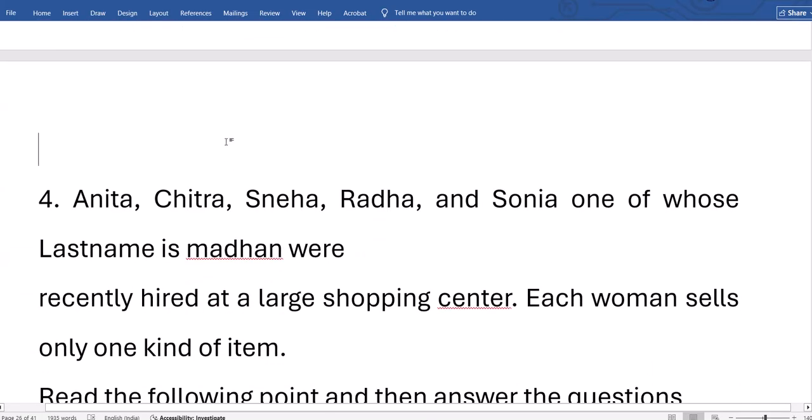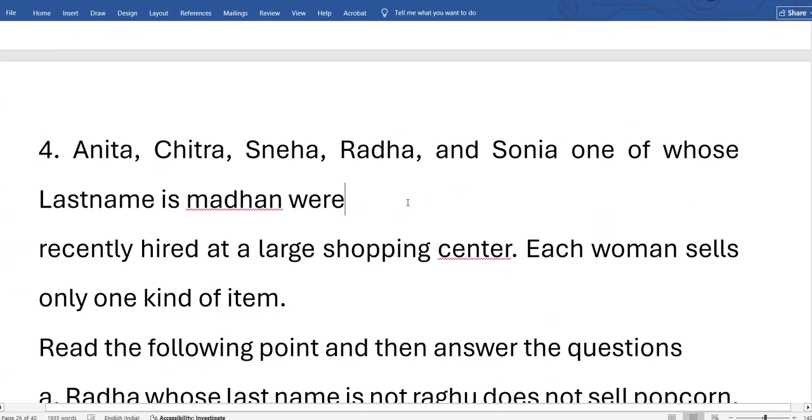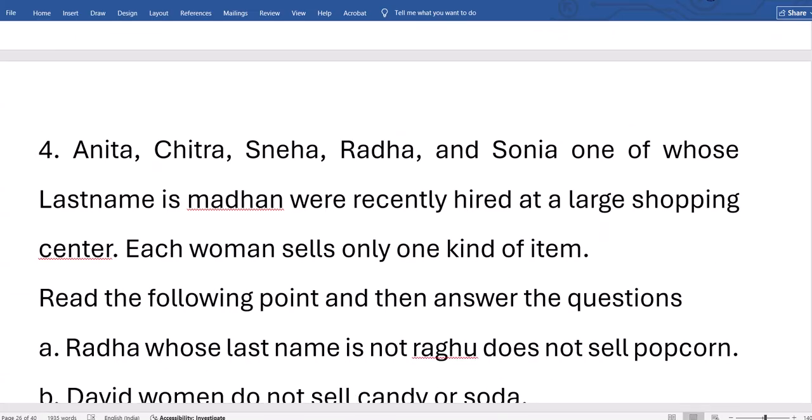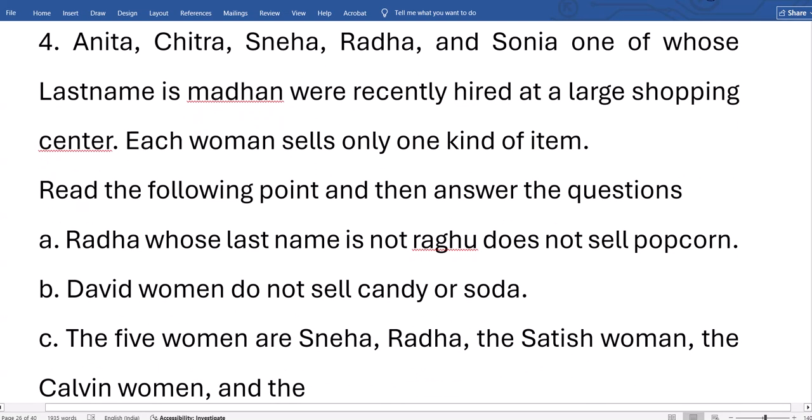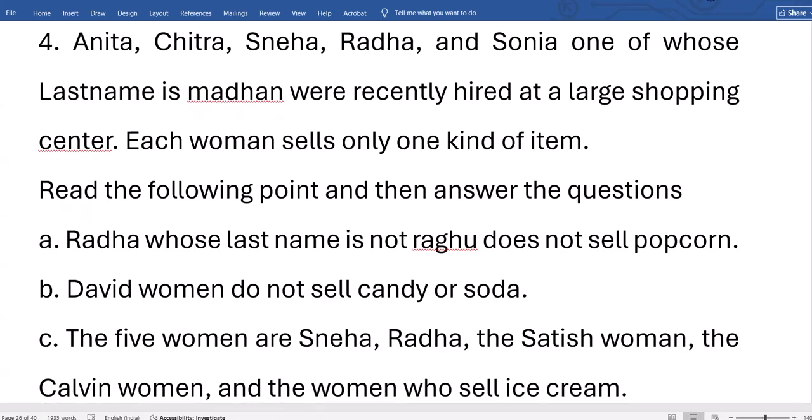Next, see this question. Anita, Chitra, Sneha, Radha and Sonia, one of whose last name is Madan, were recently hired at a large shopping center. Each woman sells only one kind of item. Read the following points and then answer the questions.